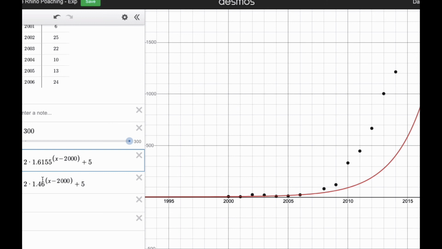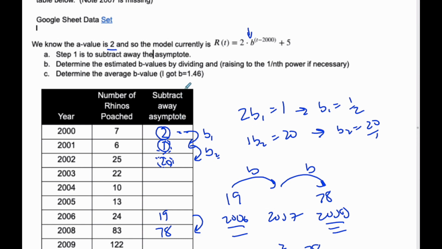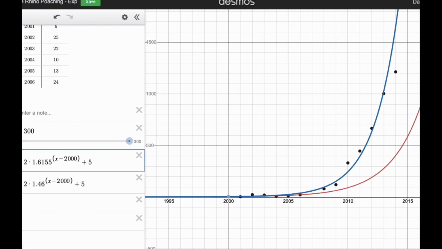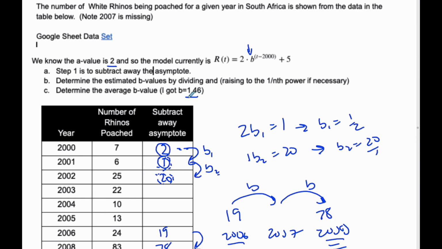If I plug it in, I can see that is my graph. And here was from method 1, the blue graph. So here are two different methods. In this particular case, the first method worked better than the second method, but that's not always the case, okay? There are just two methods to potentially find a good model for your graph. And here is our b value, using spreadsheets and this equal sign and formulas to simplify our work and find our estimated b's. So here I get 1.46.